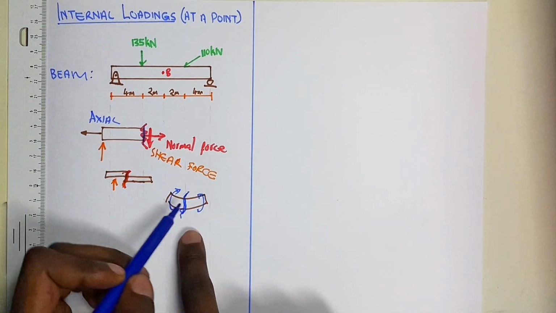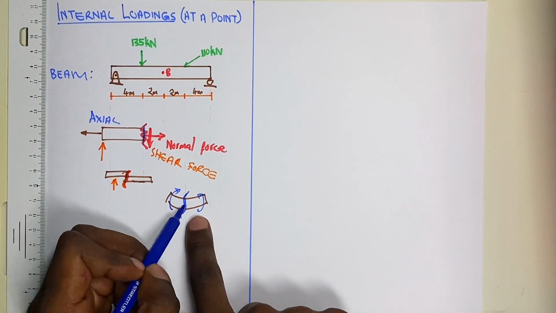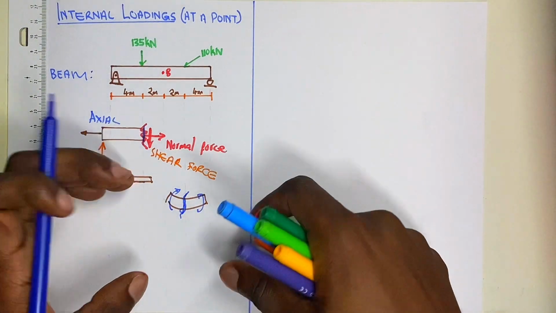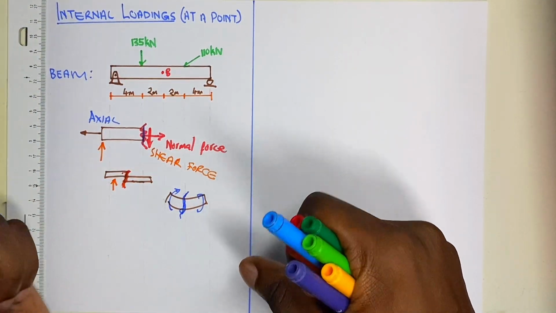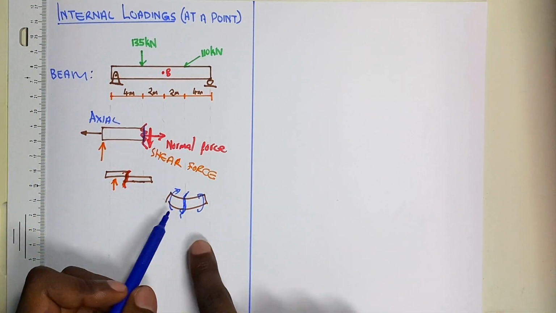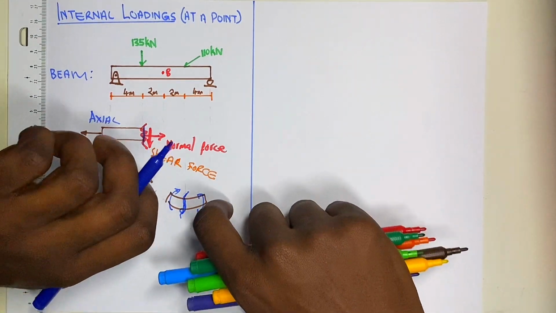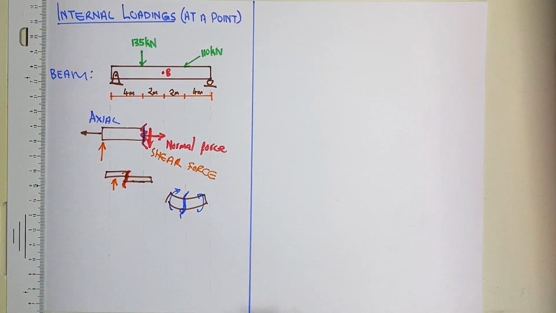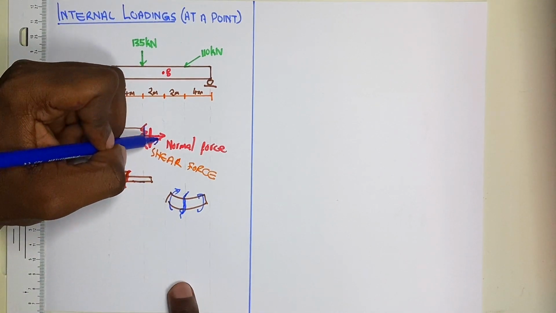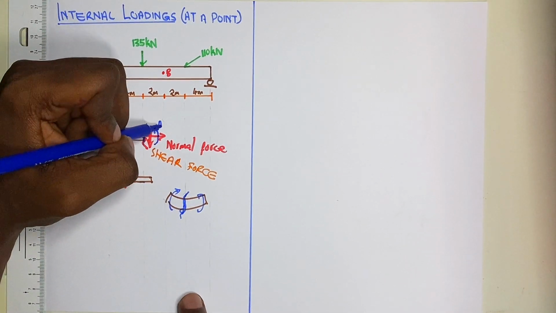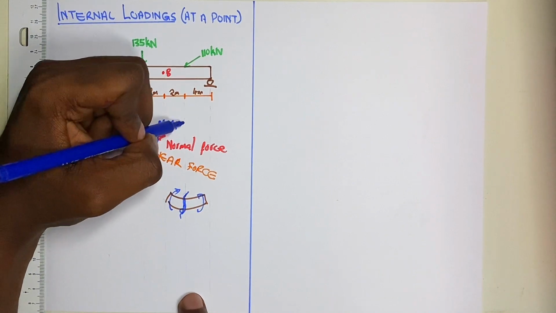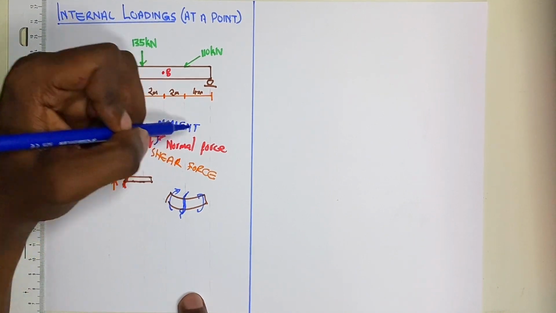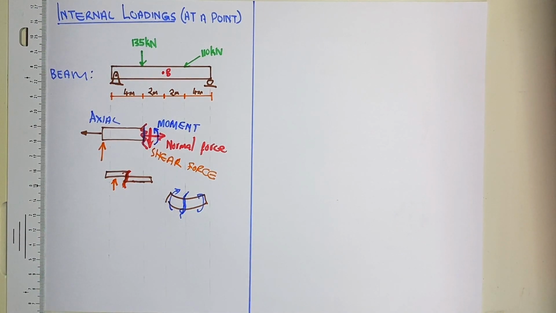There would be an internal effect that takes place inside our member as a result of the external bending. Now as our member bends like this or even in the other direction, we therefore have an internal moment inside here. Now this will be our moment.